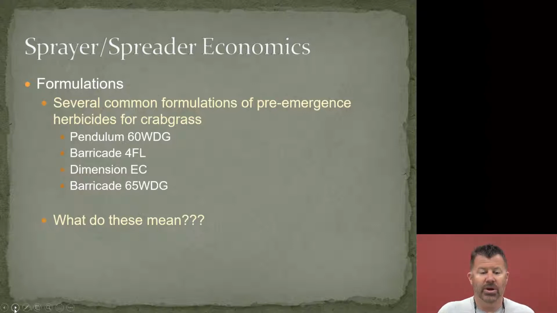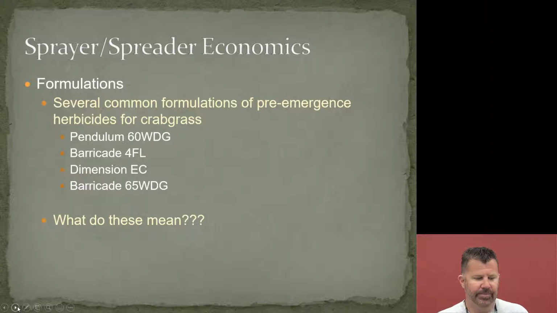Several common formulations of pre-emergents that we put out in the spring, guys. Pendulum 60 WDG, Barricade 4 FL, Dimension emulsifiable concentrate, and then Barricade 65W water dispersible granular. Well, I've put out every single one of these. I have seen them, I have touched them, I have calibrated equipment for them, I have put out every single one of these.